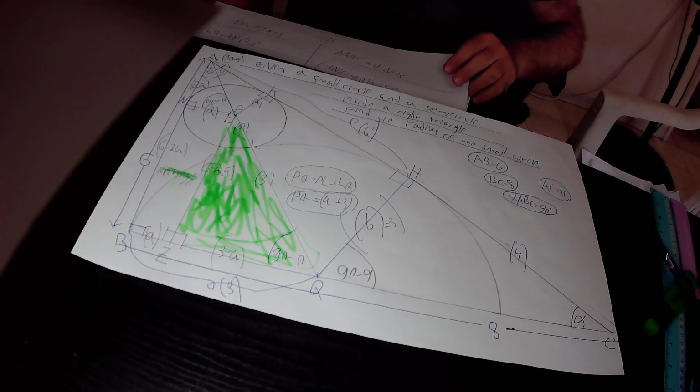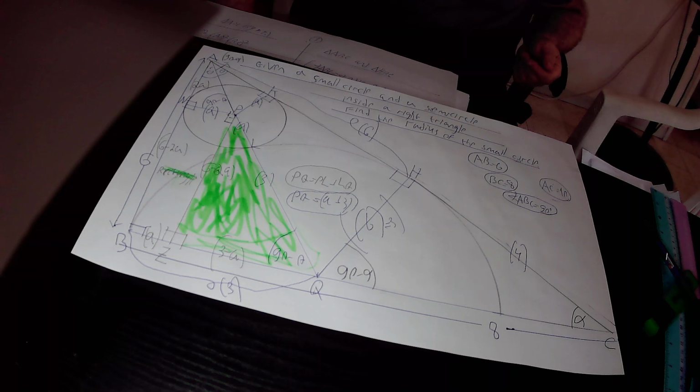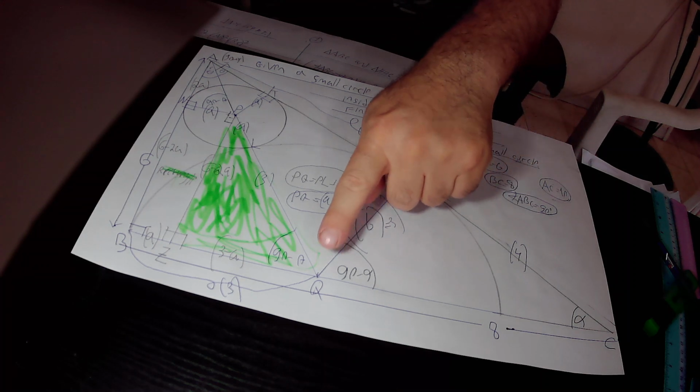In the next step, we define the relevant points of this question with letters. We define the center of this small circle, this point, as point P. We define the center of this big semicircle, this point, as point Q.